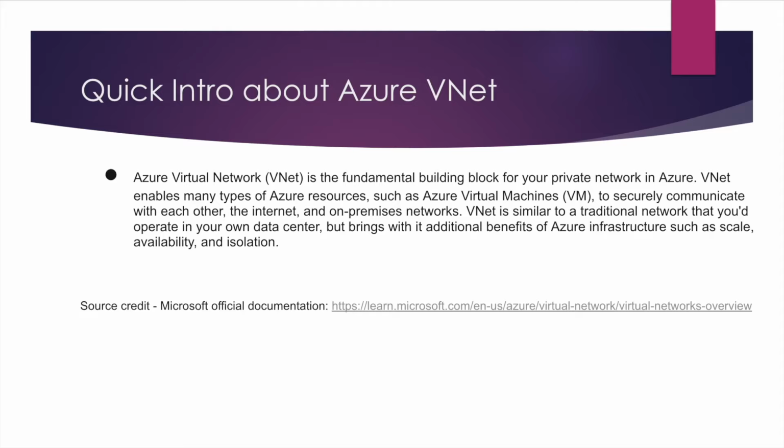So Azure Virtual Network, or you call VNet, is the fundamental building block for your private network in Azure. A virtual network enables many types of Azure resources such as Azure virtual machines to securely communicate with each other, to the internet, and to your on-premises networks. So virtual network is similar to a traditional network that you would operate in your own data center, but brings with it some additional benefits of Azure infrastructure, such as scale, availability, and isolation.